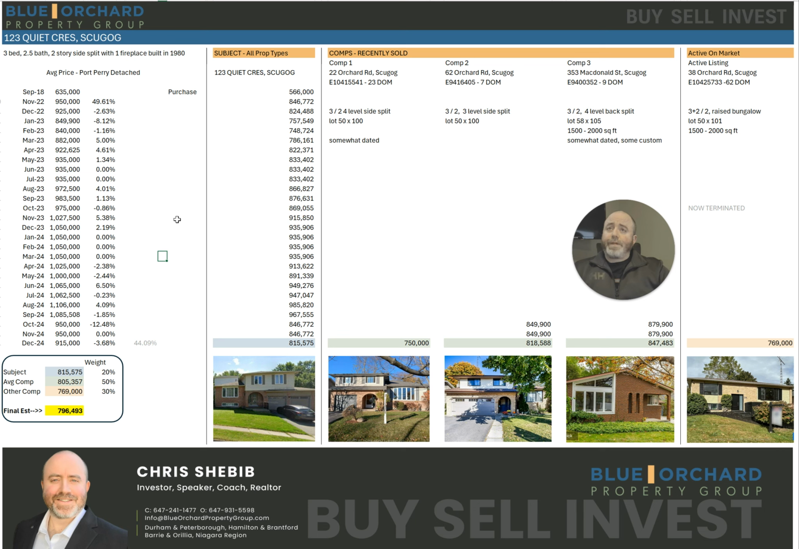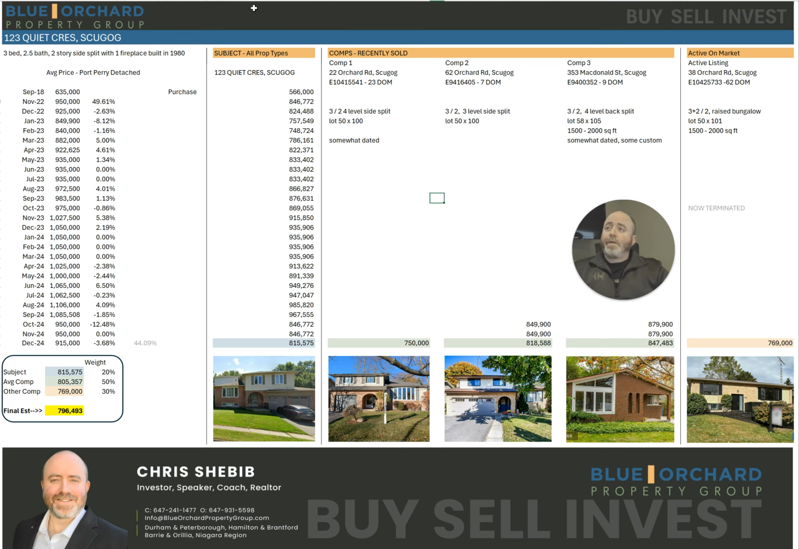Now, we've got 3 data points that we map against this market data and what's happened. First we start with the subject property, purchased in 2018 for $566. Next, we're going to move to recently sold, which is one of the most important data points that we have. Third, we're going to look at what's active on the market right now. And then we bring that data together to form the market value assessment.